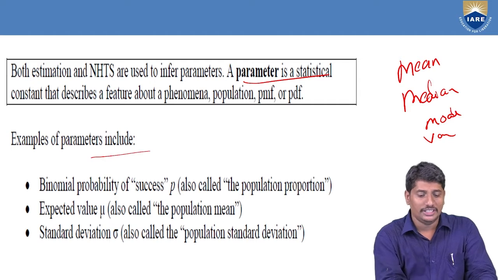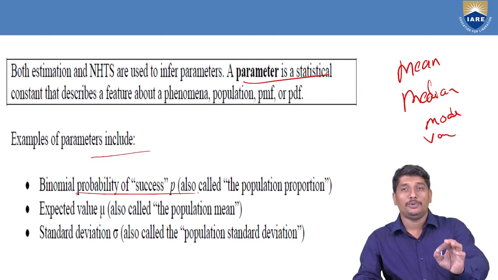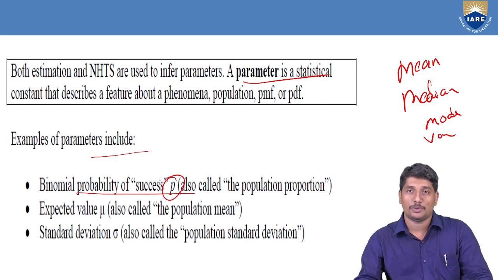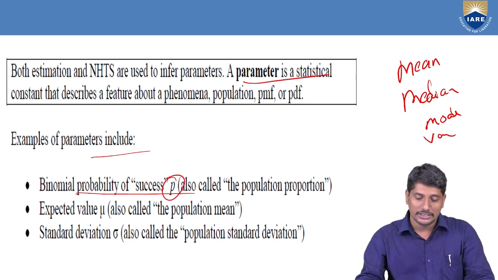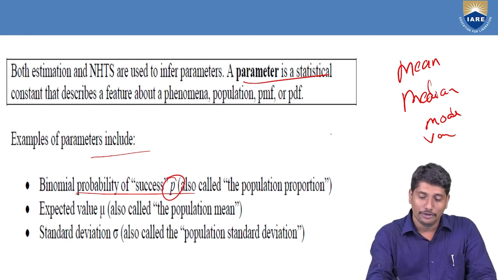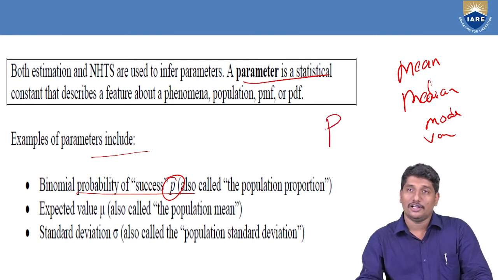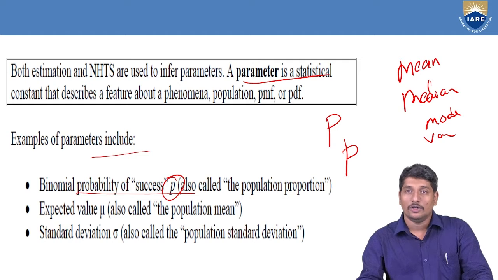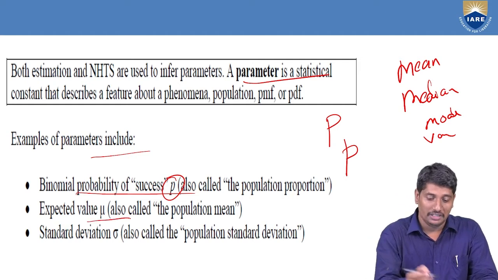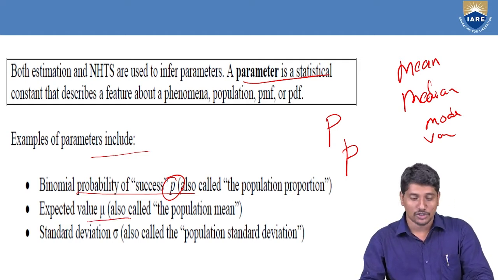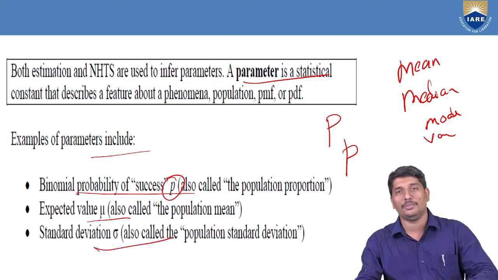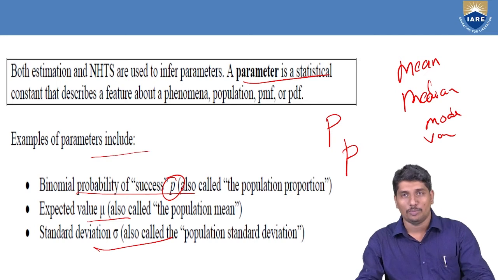Examples of parameters: in the binomial distribution, the population proportion of success, that is P, the success proportion of the population, is a parameter, and we will try to estimate the value of the proportion of success for the population by using the sample proportion rate of success. The mean mu is also a parameter, and standard deviation sigma is also a parameter. So there are several parameters which describe the population.